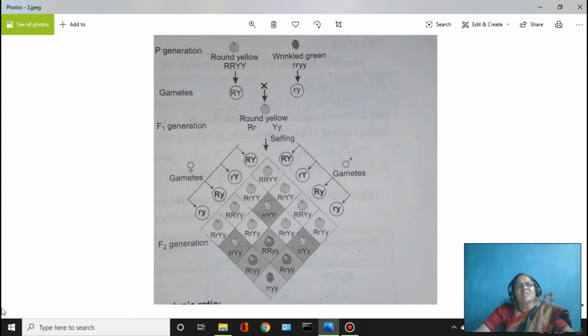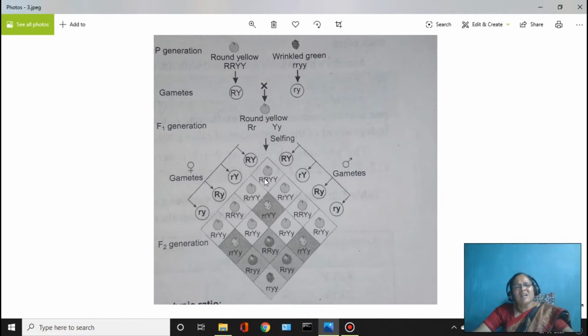See, whenever he conducted this selfing, he found four different types of gametes. One is capital R, capital Y. The other one is small r, capital Y. The third one is capital R, small y. The fourth one is small r, small y. And from this crossing, he got 64 progenies.